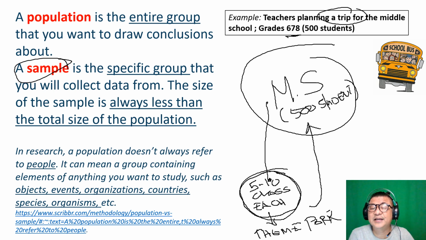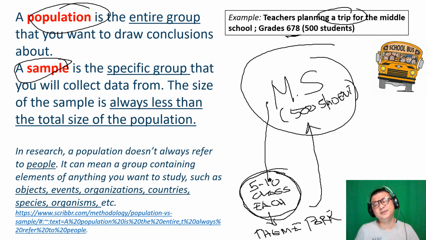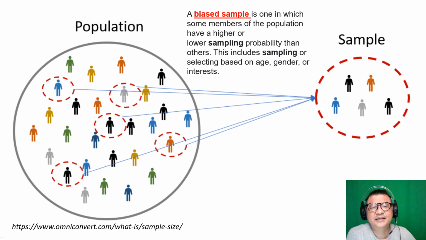Whatever conclusion I have for my sample will be applied to the population. So the principal would say, okay, so the whole middle school will go to the theme park. So I repeat, now, my sample is good because it is not biased. Okay, what do we mean by that?